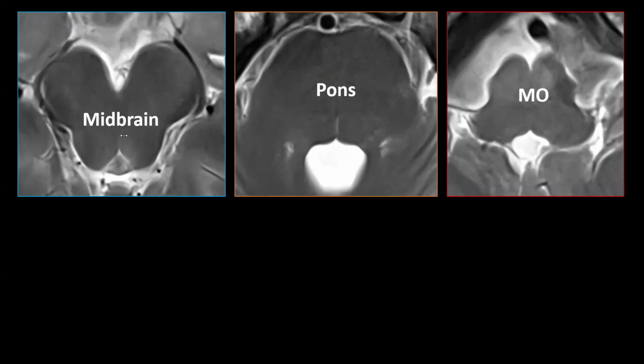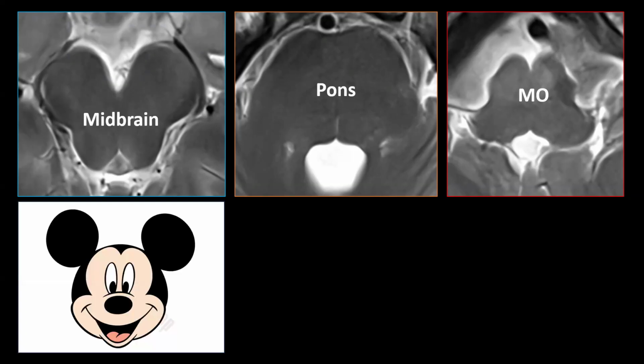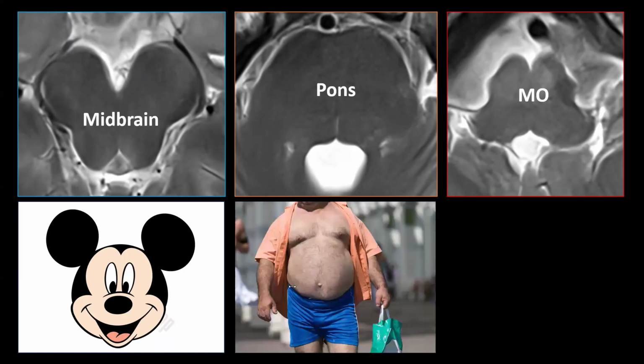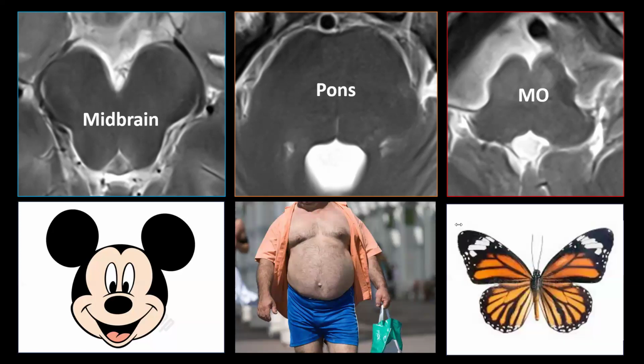And if we look at these axial slices, we see that these three parts also have a quite different shape. The midbrain looks a bit like Mickey Mouse because of the cerebral peduncles, which look a bit like big Mickey Mouse ears. The pons looks a bit like a giant belly, or a big fat belly. And then we have the medulla oblongata. You have to use your imagination a bit, but if you want, you can recognize a butterfly shape.